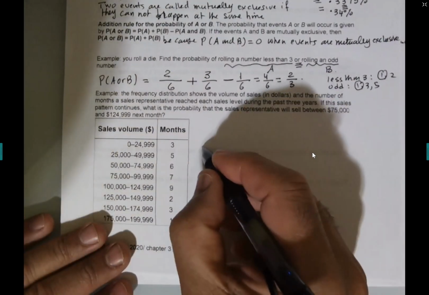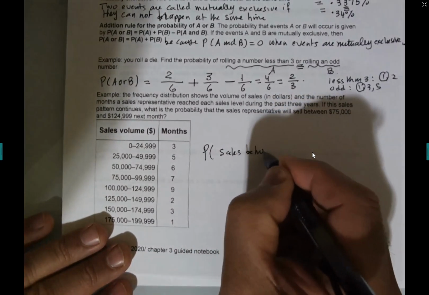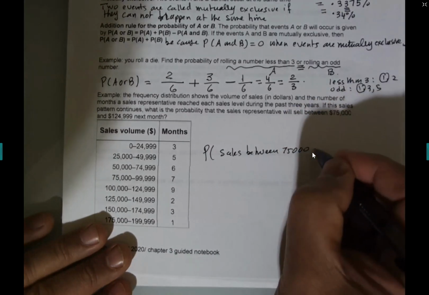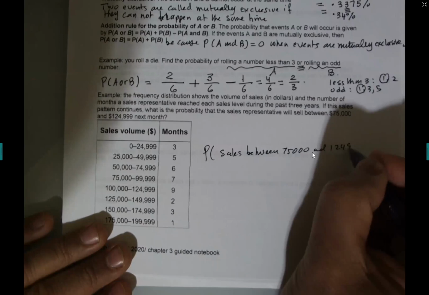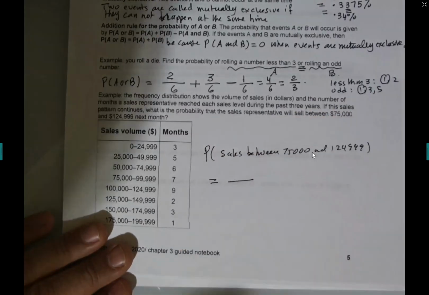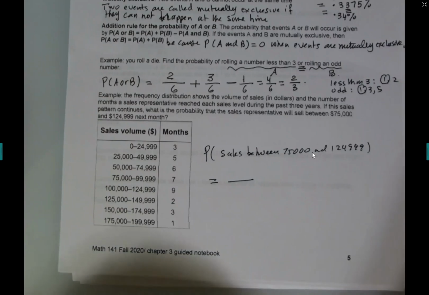Okay, what would that be? So the probability of sales between 75,000 and 124,999. All right, can you guys help me with this? So what are the options for the salesperson to sell between 75,000 and 124,999? What do you guys see as options?